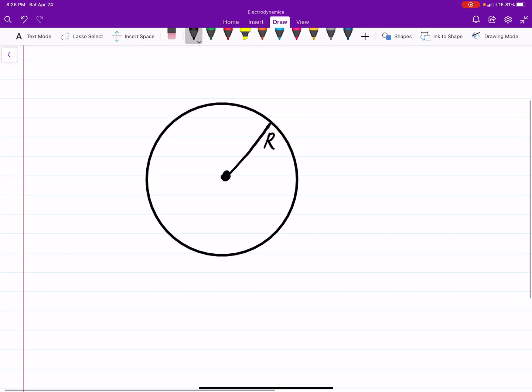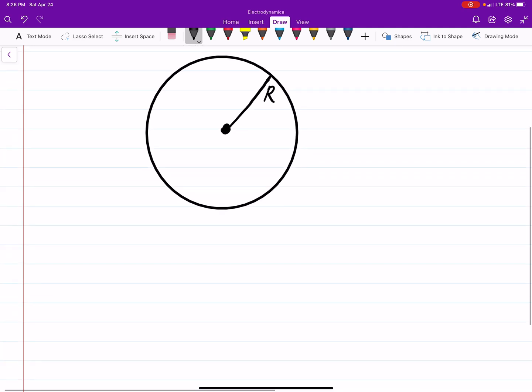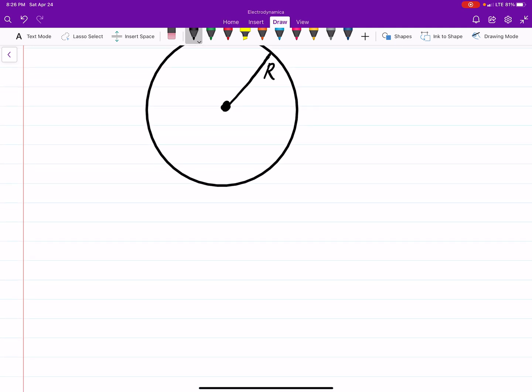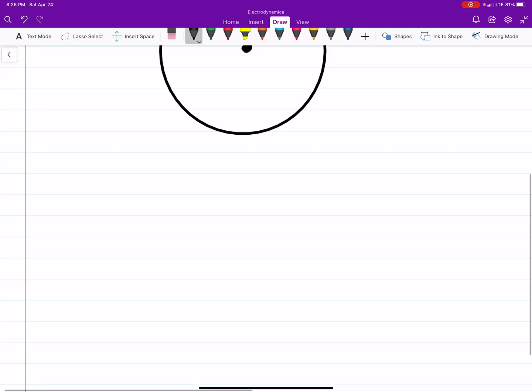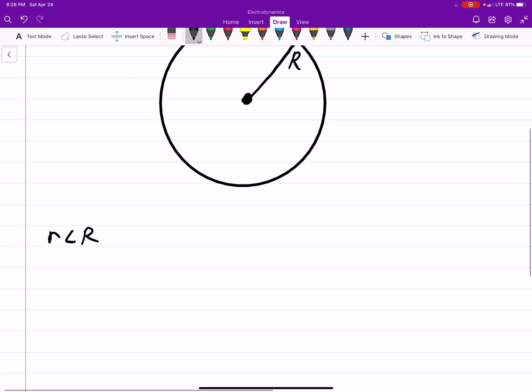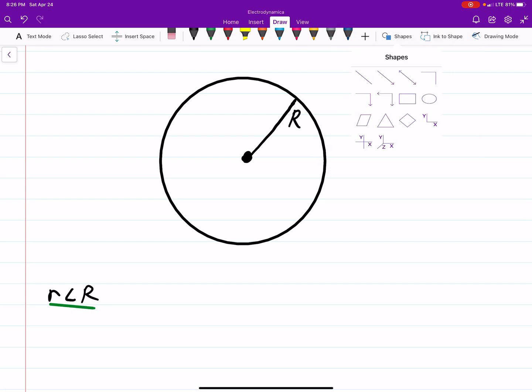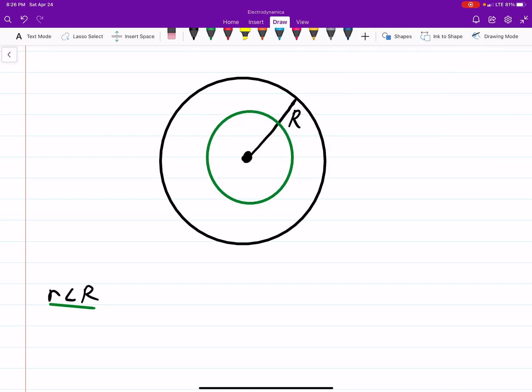So what I was actually going to do is find the E field first, and then from there find the potential. So I'm going to do the E field using Gauss's law. For our Gaussian surface being smaller than the actual radius, I don't know, let's say it's something like that.